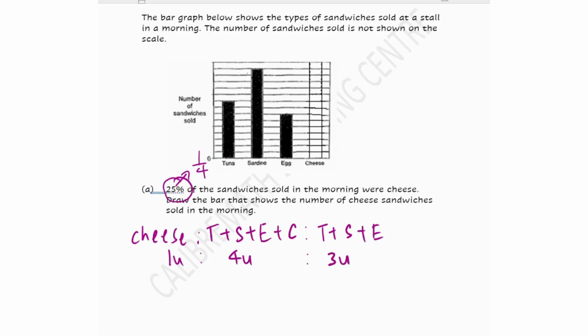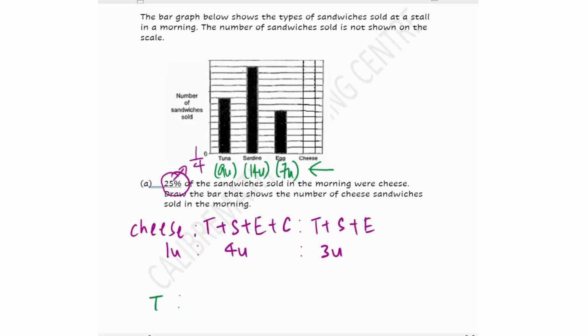Since we are not given the scale on the graph, we'll indicate the number of units for each type instead. So you can count the number of units for each type of sandwich, and we found out that tuna has 9 units, sardine has 14 units, and egg has 7 units. With this information, I would think that it's a good idea for us to represent it with a ratio. Tuna is to sardine is to egg is 9 units is to 14 units is to 7 units.